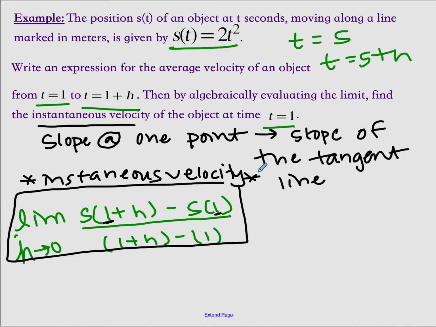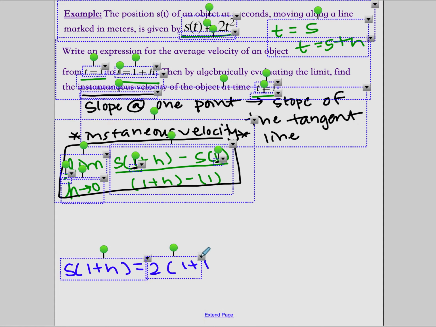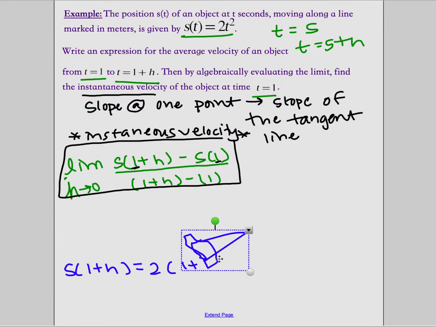Now let's go ahead and actually figure out the instantaneous velocity. I'm going to do a little side work, and then I'll come back and fill this out. I first need to find s of 1 plus h, plugging it into our equation here. So it'd be 2 times 1 plus h squared.